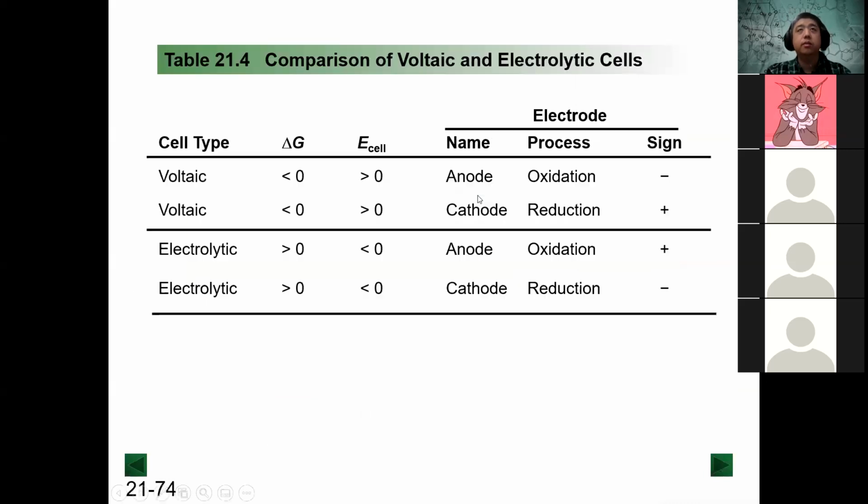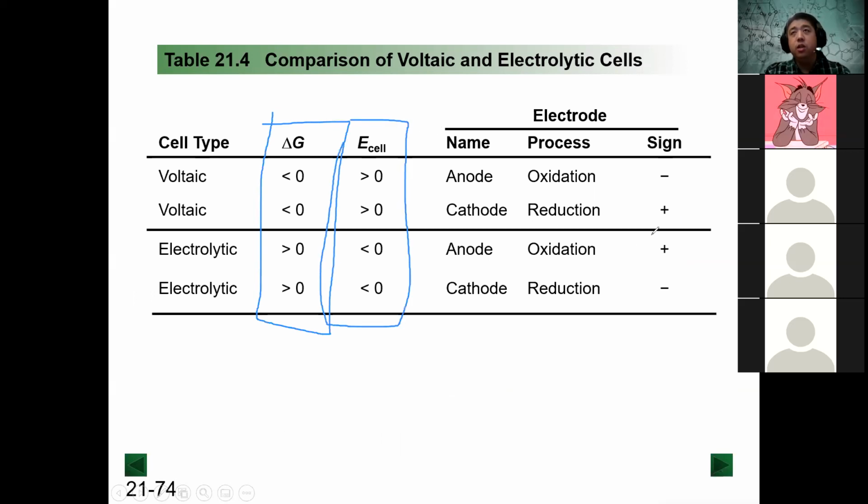All right. With that said, we can compare the two of these. The only main difference between electrolytic cells and voltaic cells is the signs here for delta G, because that's referring to spontaneous versus non-spontaneous. E cell, the same exact situation. And then these signs right here. So what was positive is now negative, what was negative is now positive. And if it was a spontaneous reaction, this is a non-spontaneous reaction.